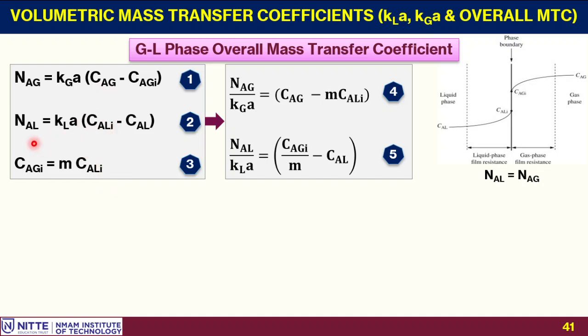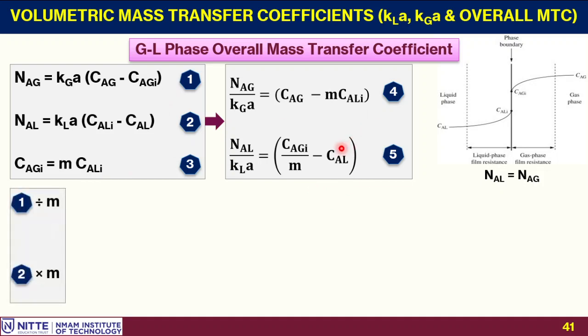What I'll do is this: CAGI and CALI, these two terms appearing in equations 1 and 2, I'll replace using this equation. So what do I get? NAG by KGA is equal to CAG, and the CAGI I'm replacing now with M CALI. I'll call it equation 4. In the same way, the CALI I'll replace using equation number 3: NAL by KLA is equal to CAG by M minus CAL. So I have modified these three equations to get two equations.